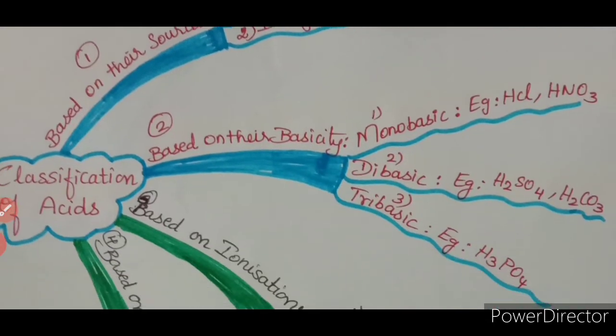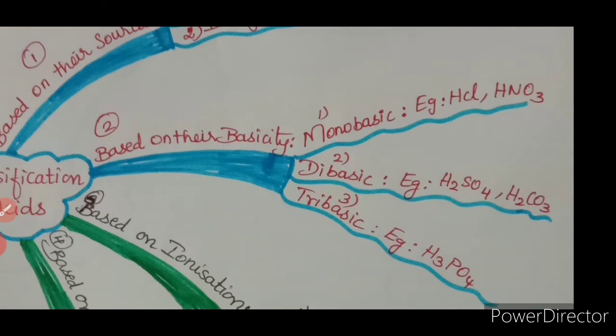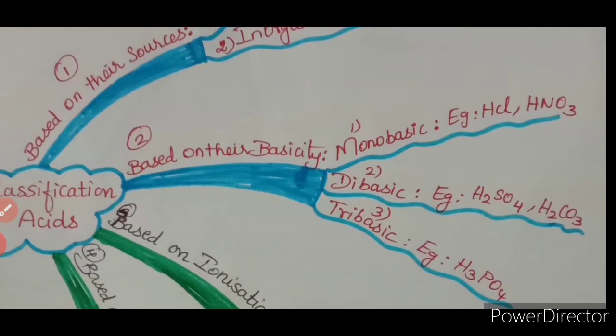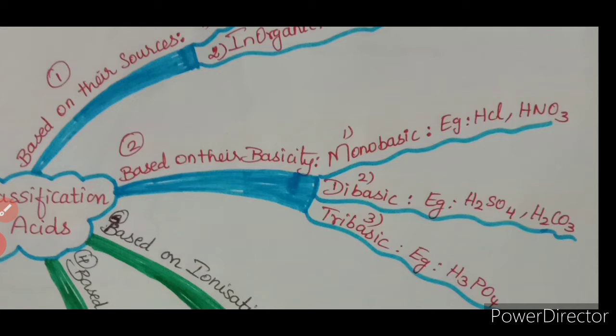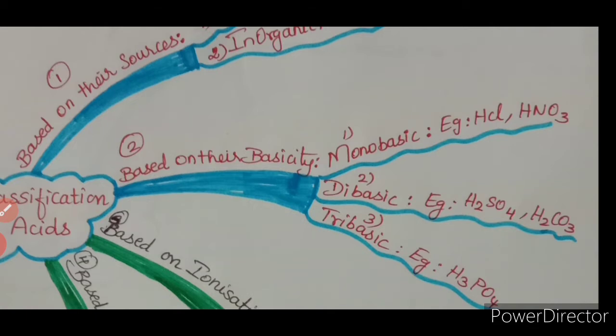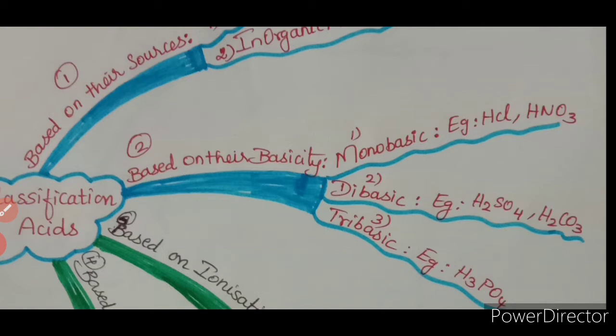Then the second type is based on their basicity. You are classifying the acids based on their basicity. Here you have three classifications: monobasic, dibasic and tribasic. Monobasic, mono means single. That is the number of hydrogen atoms getting replaced during the chemical reaction is one. Such acids come under monobasic. Okay, so the example is HCl. You have one H here. The other example is HNO3, nitric acid. Here also you have only one H. So these two come under monobasic.